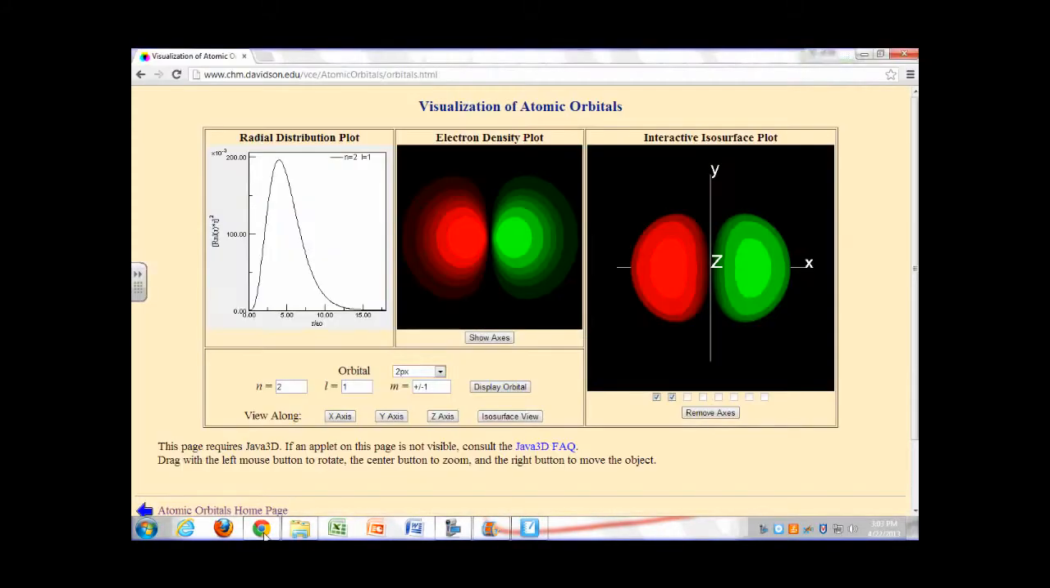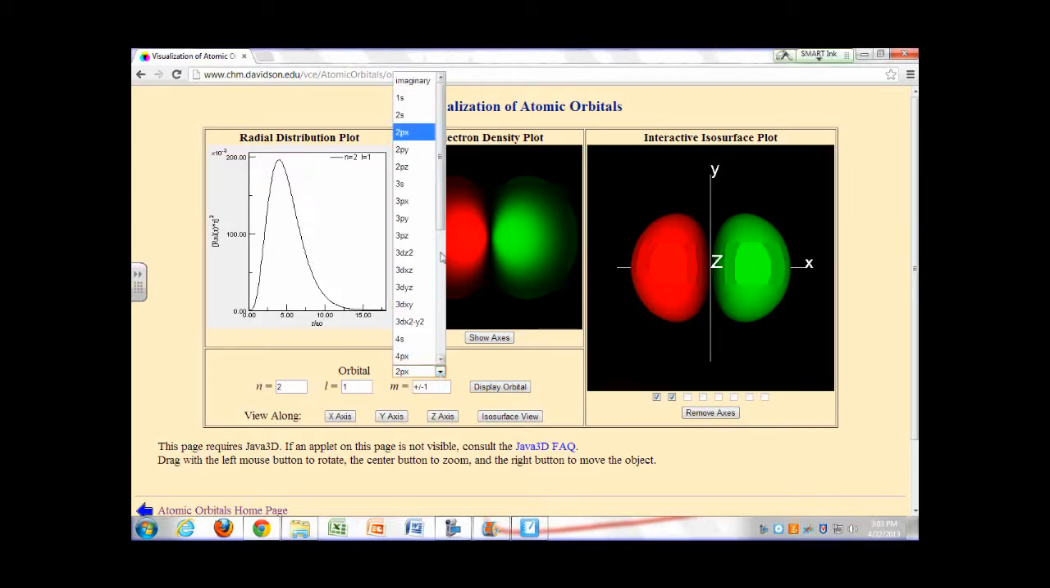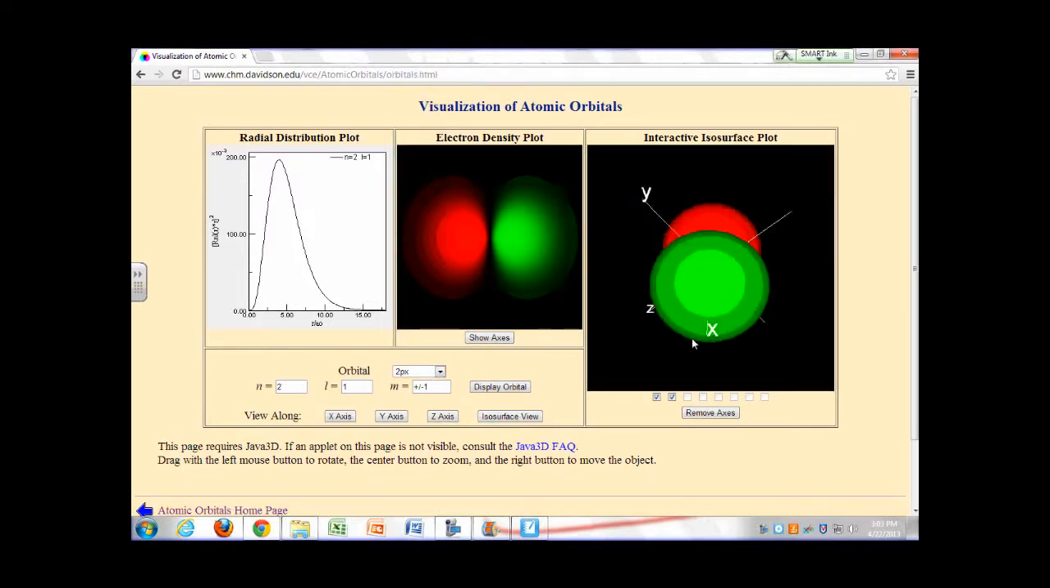So let's go back to that Davidson website. Here's a 2px. You'll notice it says right here the m value is plus or minus 1. That's because when you have a 2px orbital, your m quantum number is not well defined. It's actually a combination of two possible values for quantum number m.